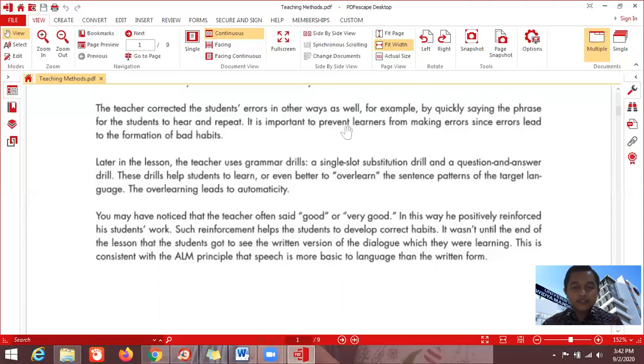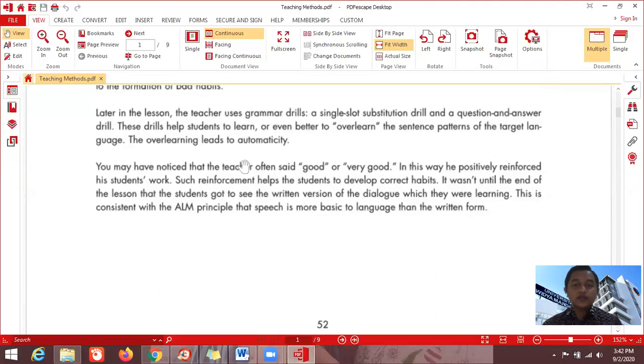It is important to prevent learners from making errors, since errors lead to the formation of bad habits. So this is one way to teach, by eliminating error as early as possible. It should be strongly emphasized in this kind of method.